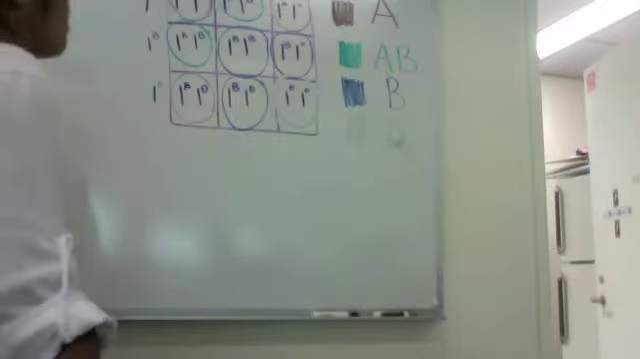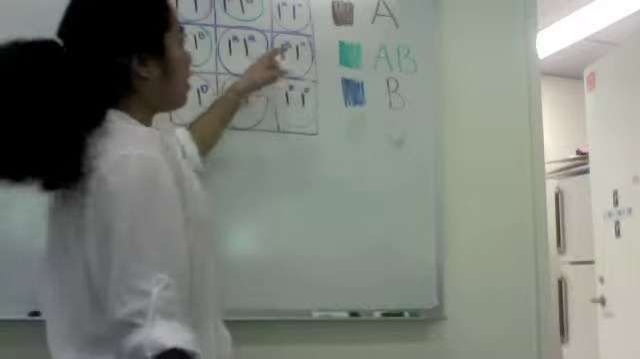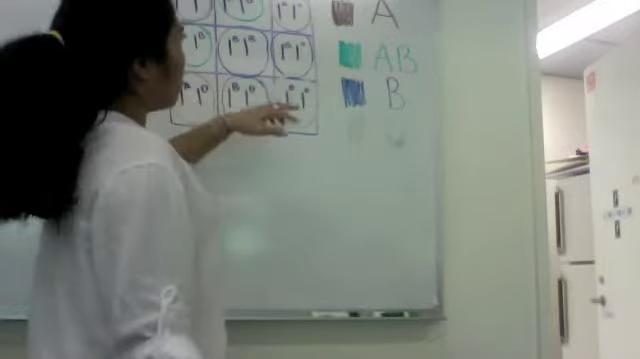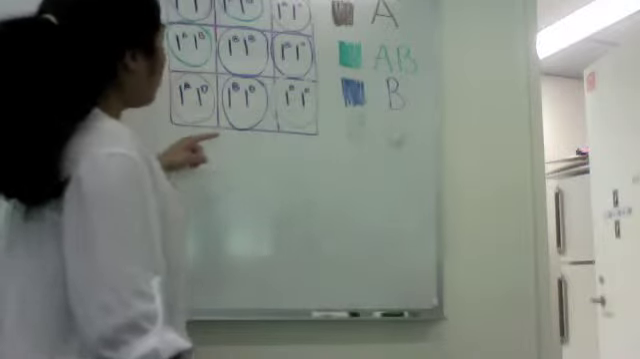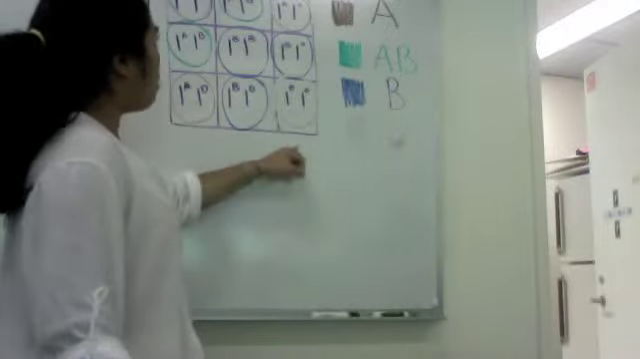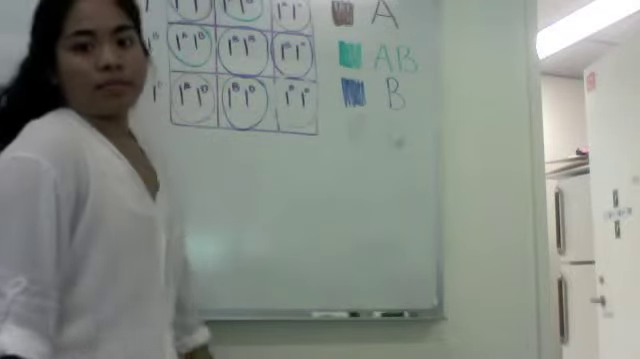Okay, in regards to this Punnett square, brown indicates blood type A, green indicates blood type AB, blue indicates blood type B, and black indicates blood type O. And so in this Punnett square, we have 1 O, 3 Bs, 2 ABs, and 3 As.